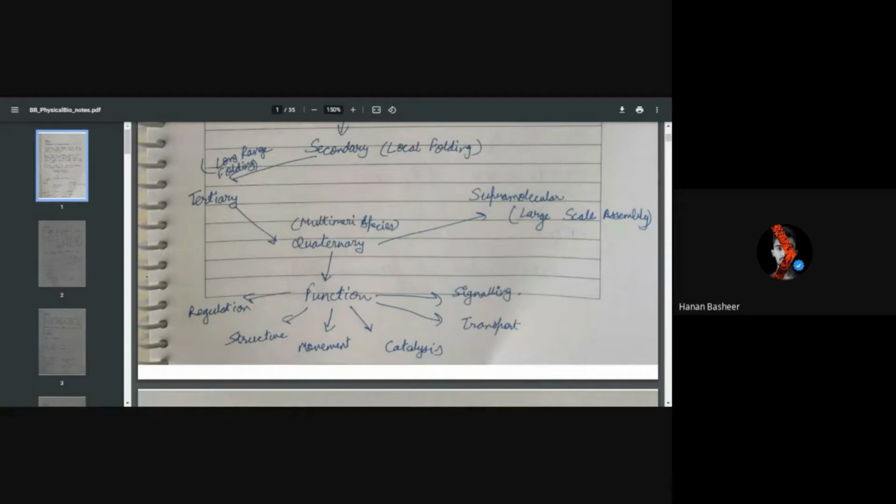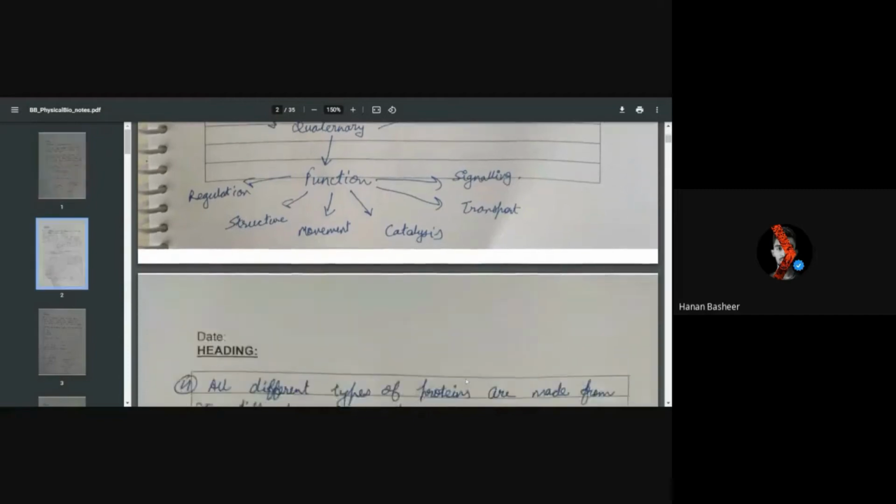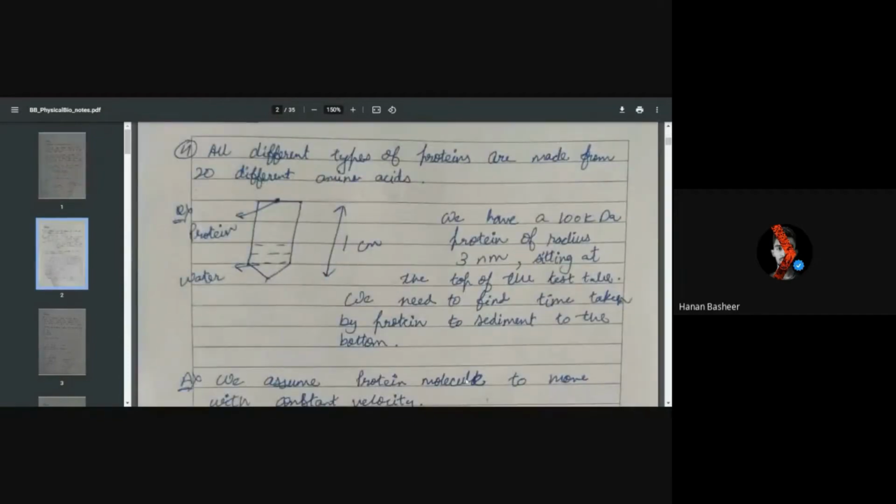So what is the function of proteins? They are regulation, structure, movement, catalysis, transport, and signaling. All different types of proteins are made up of 20 different amino acids. They can be combined in different ways to give different types of proteins. The smallest protein which we know is insulin.